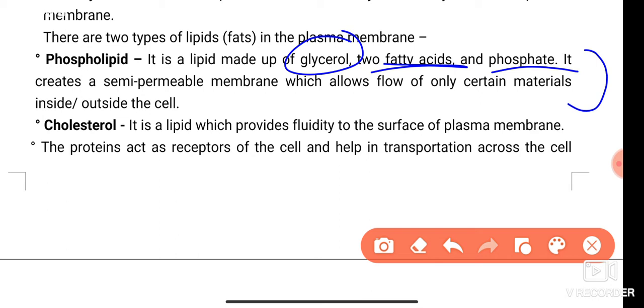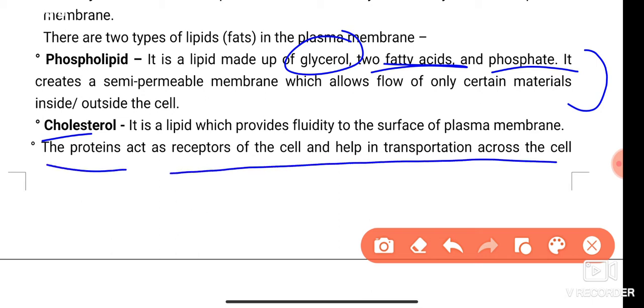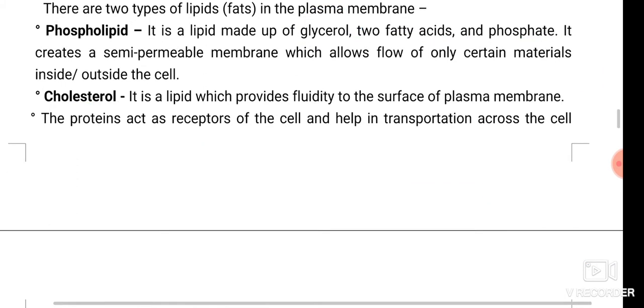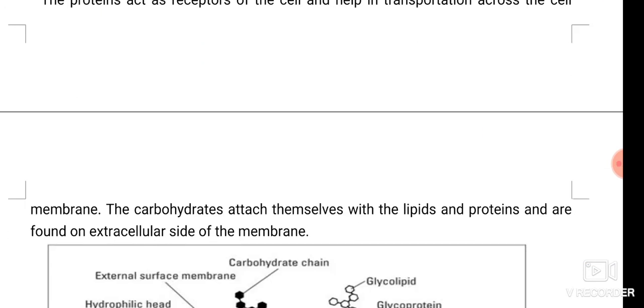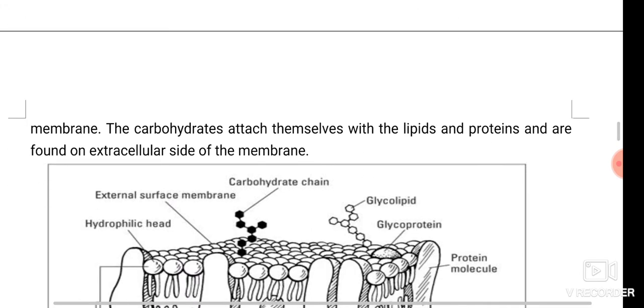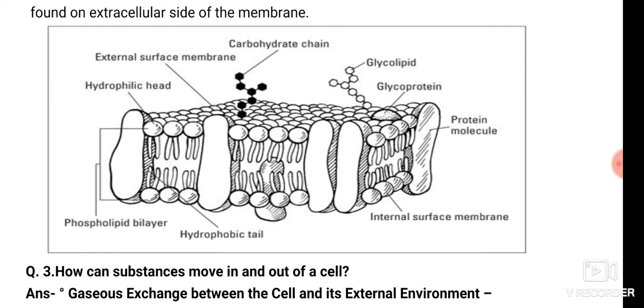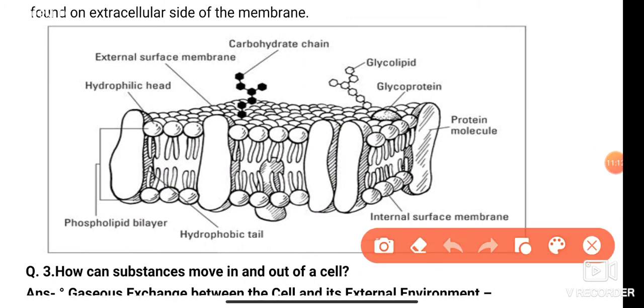Now what is the working of cholesterol? It is a lipid which provides fluidity to the surface of plasma membrane. Third is proteins. Proteins act as a receptor of the cell and help in transportation across the cell. And carbohydrates attach themselves with the lipids and proteins and are found on the extracellular side of the membrane. This is the fluid mosaic model of plasma membrane.